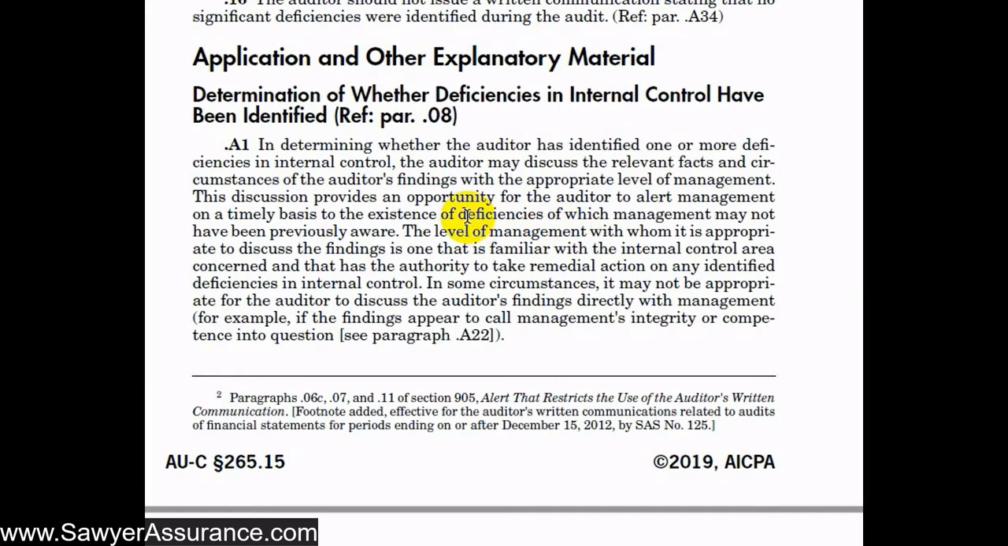And also there might be circumstances where we might not want to communicate those deficiencies directly with management. For example, if our findings appear to call management's integrity or competence into question. So in that instance, we might not want to inform them of what we've found. And so this is before we've actually done a formal communication to management about the internal control deficiencies. This is initially for us to understand whether there are deficiencies or not.